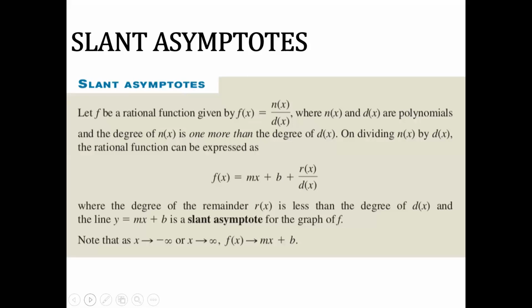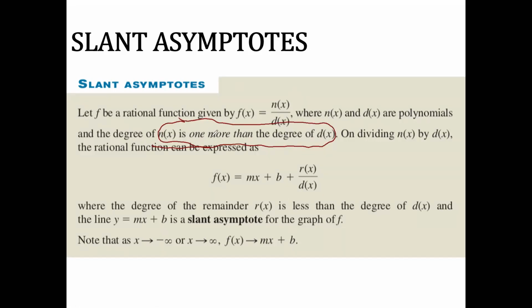We have another asymptote which we call a slant asymptote or oblique asymptote. So when do we have a slant asymptote? The definition: let f be a rational function given by f of x equals n of x over d of x, where n of x and d of x are polynomials. If the degree of n of x is 1 more than the degree of d of x, you have a slant asymptote.